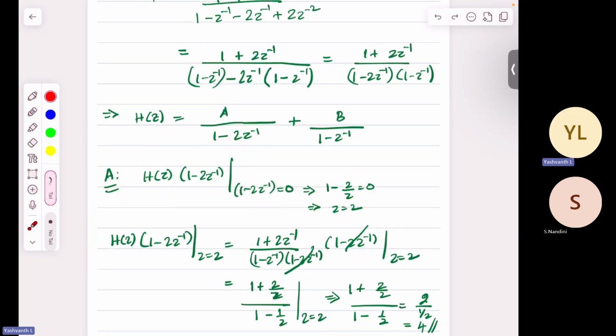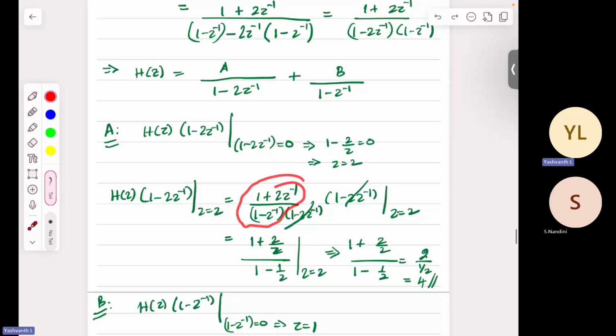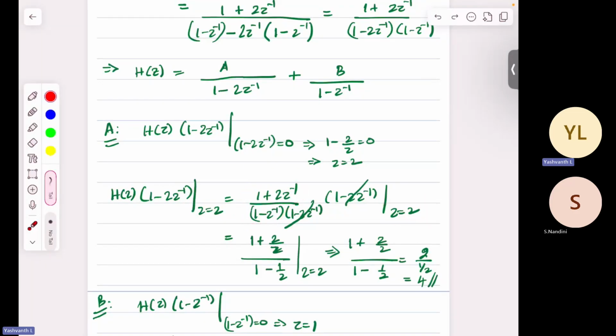Let's do that. So h of z into 1 minus 2 z inverse at z equal to 2 is nothing but 1 plus 2 z inverse by 1 minus z inverse into 1 minus 2 z inverse, into 1 minus 2 z inverse. So this second term and 1 minus 2 z inverse will get cancelled. What will be left is 1 plus 2 z inverse by 1 minus z inverse at z equal to 2. That's nothing but 1 plus 2 by 2 divided by 1 minus 1 by 2. That is nothing but 2 by 2 is 1, so it's 2 by half, which is equal to 4. Therefore, your A is equal to 4.